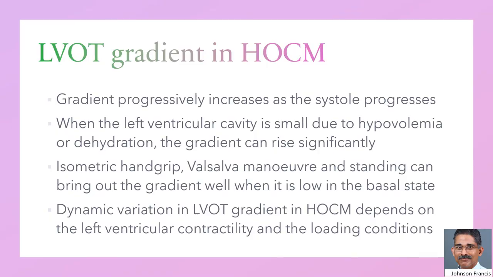The gradient progressively increases as systole progresses. When the left ventricular cavity is small due to hypovolemia or dehydration, the gradient can rise significantly. Isometric hand grip, Valsalva maneuver, and standing can bring out the gradient well when it is low in the basal stage. Dynamic variation in left ventricular outflow tract gradient in hypertrophic obstructive cardiomyopathy depends on the left ventricular contractility and the loading conditions.